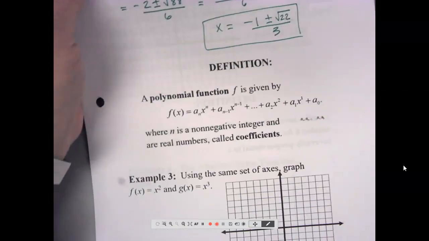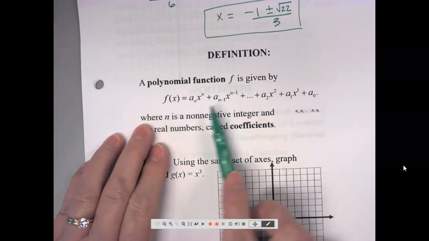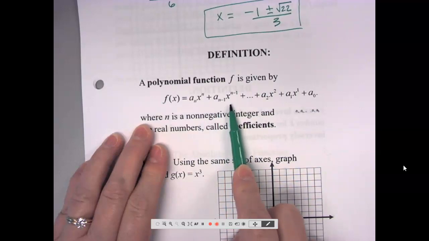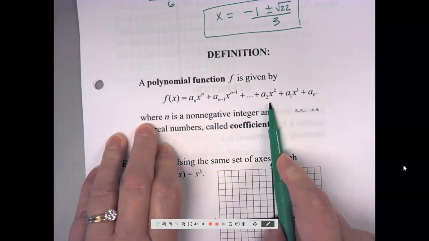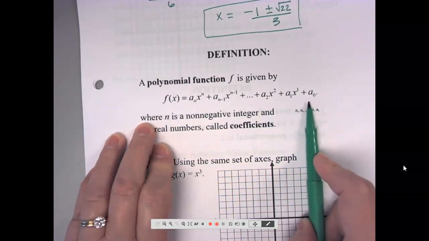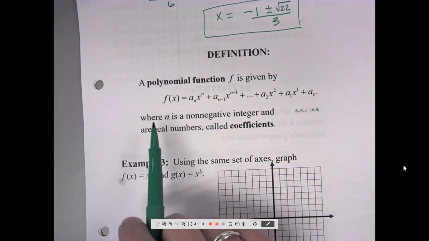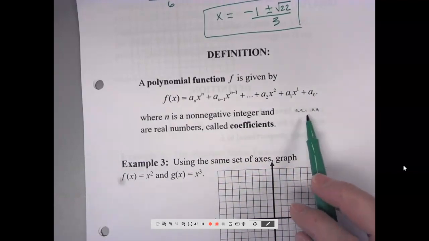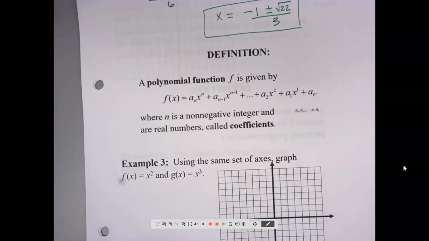Okay, polynomial function. That gives me flashbacks. Look at this: a sub n x to the n plus a sub n minus 1 x to the n minus 1 plus all the way down to a sub 2 x squared plus a sub 1 x to the 1 plus a sub 0. Is that clear? Where n is a non-negative integer and all of these a sub things are real numbers called coefficients. Don't let this fancy notation scare you.